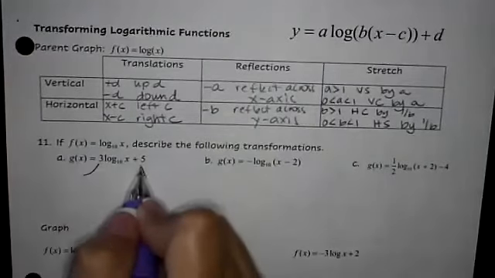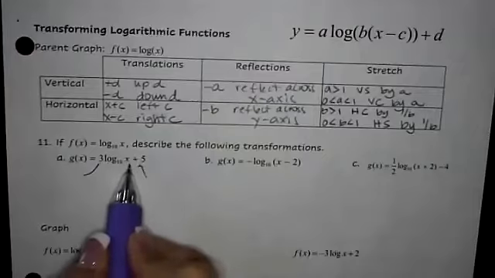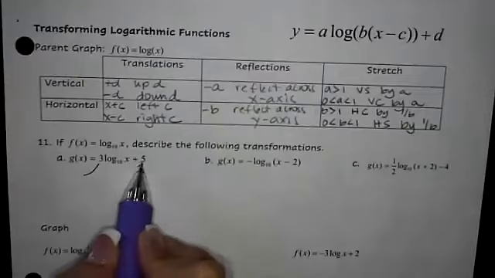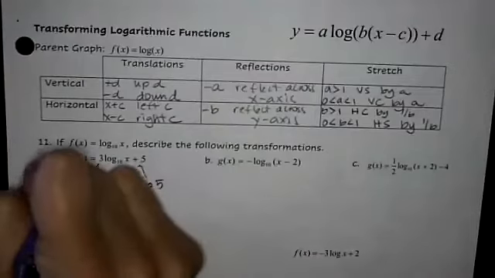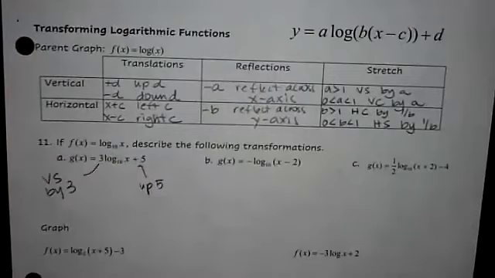This right here has two transformations. The base is not a transformation. That's part of the equation. This is not in parentheses, so the x is the only argument. +5 would be our d, so this would be up 5. And this would be a vertical stretch by 3 since it's bigger than 1.